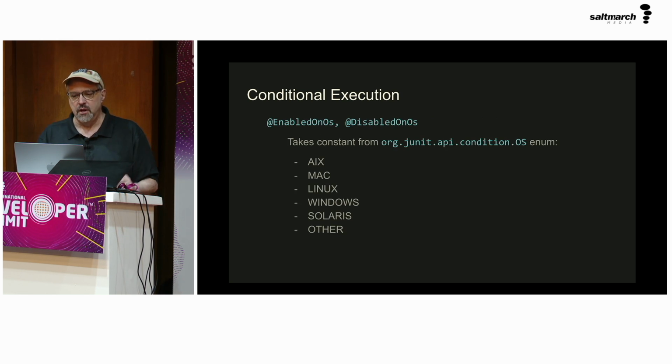Let's see how it works. So first of all, there's EnabledOnOs or DisabledOnOs for the operating system, and there's OS as an enum. This is an abbreviated list. I think there's more now. Good old AIX, Mac, Windows, Linux. Good old Solaris. Do you have any of those left? And my favorite, other. I think they've got a BSD in there now. They've got a bunch of them.